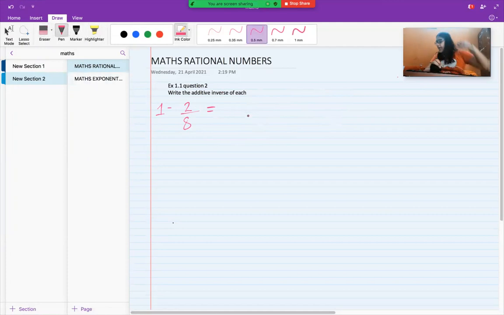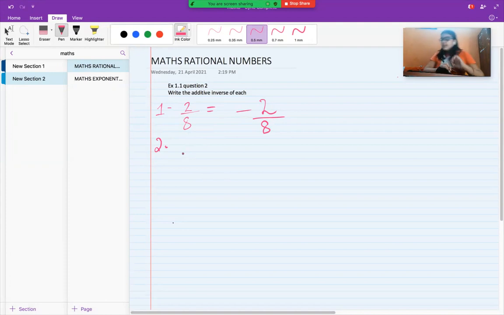So in 2 by 8, you know the additive inverse of each number. I think I have written the wrong question in the book. In the book, 2 by 8 will be minus 2 by 8, as additive inverse means that positive becomes negative. Now we go to the second part.